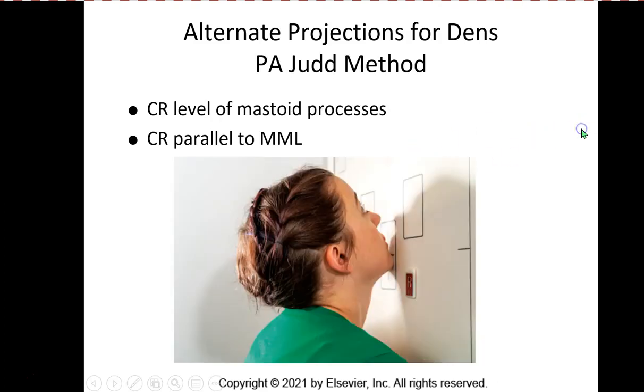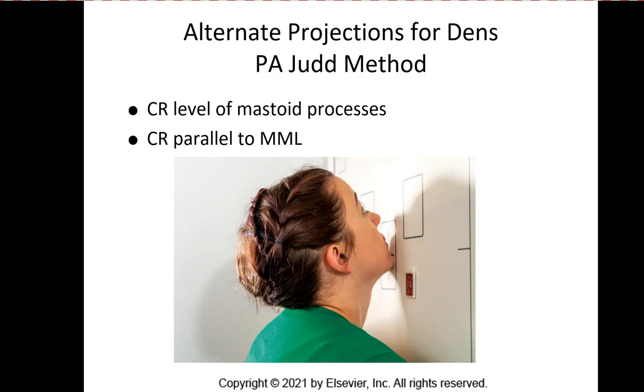You could also do something called the Judd method. The Judd is also an alternative projection for the DENS. The only difference here is the Judd is done PA. So the Fuchs is done AP, the Judd is done PA. So the patient can rest their chin on the image receptor, and the goal of that is to place that mental-meatal line perpendicular to the image receptor. So look, mental-meatal line should be perpendicular to the image receptor.